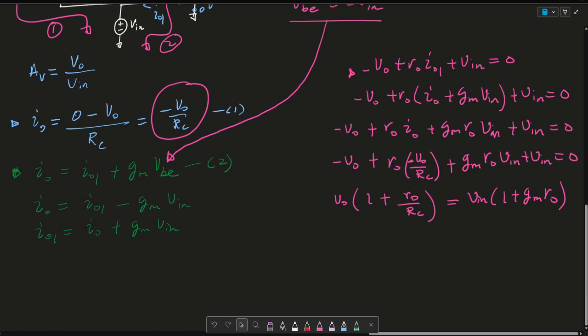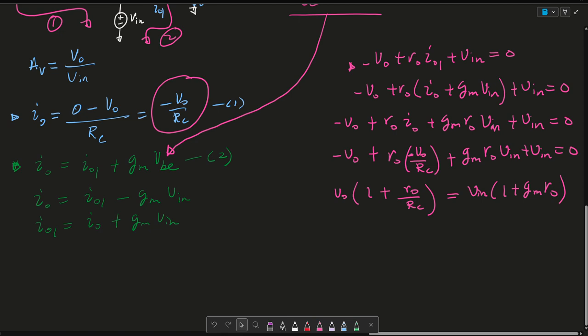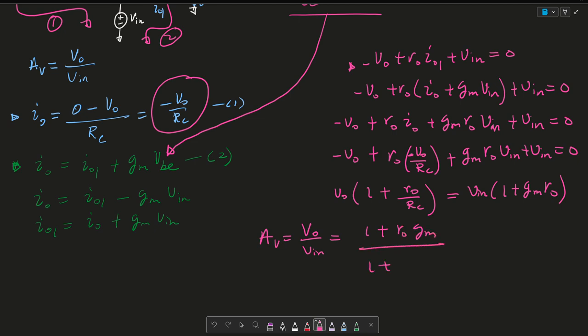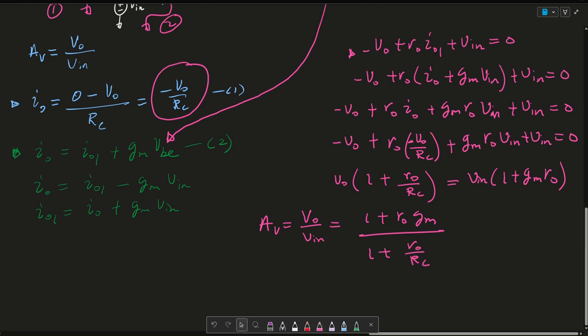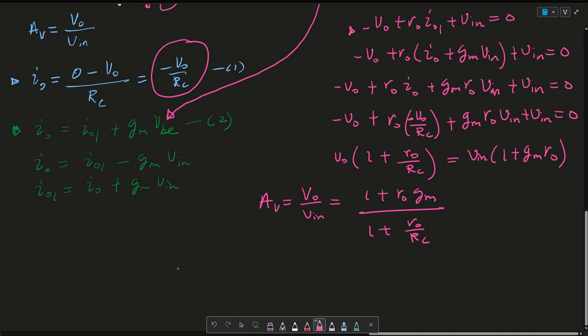Let me go down. I didn't want to move the circuit out of the way, but it looks like I need more room. So let me go ahead and write AV, which is going to be VO over VN as 1 plus RO GM over 1 plus RO over RC. When we consider when RO is much greater than RC, we can consider an infinite resistance. AV is approximately, this term is a lot bigger than 1.